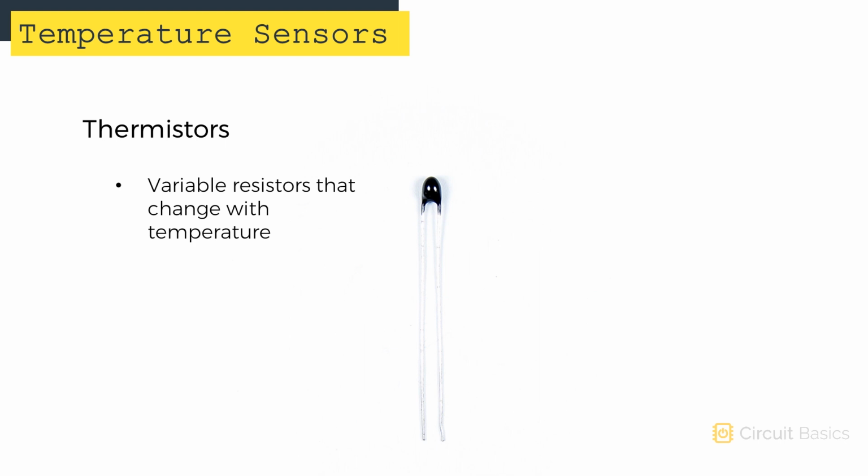Thermistors are variable resistors that change their resistance when the temperature changes. They're specified with a resistance value called the R25 value. The R25 value is the resistance of the thermistor at 25 degrees Celsius. This is a 10 kiloohm thermistor, so its resistance at 25 degrees Celsius is 10 kiloohms.